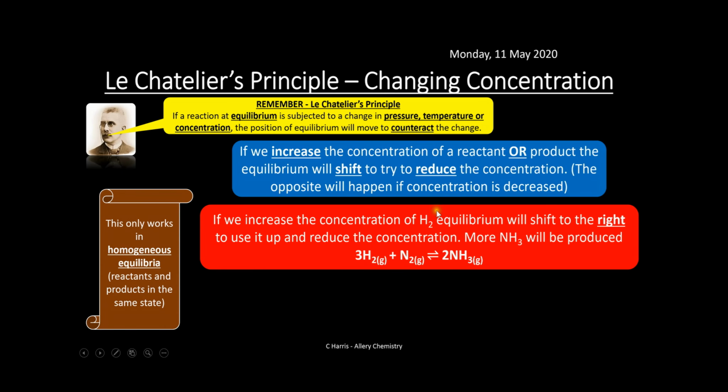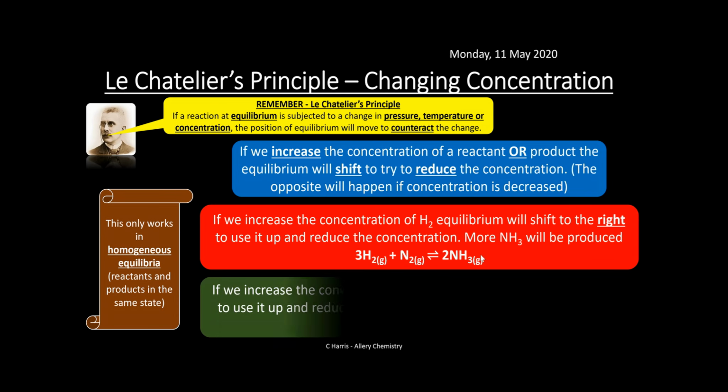Let's break that down. We're going to increase the amount of hydrogen, so we're going to have more of that. Equilibrium, according to Le Chatelier's principle, says, I'm not having that. We've got loads more hydrogen, I'm going to use that up. I don't want more hydrogen in here. The only way the reaction can use up that hydrogen is by reacting it with nitrogen to form more ammonia. So if you're in the industry of producing ammonia, then increasing hydrogen is not a bad place to start in this example.